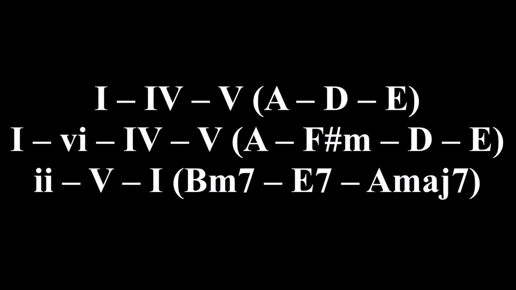The 2-5-1 chord progression, which is very popular in jazz music. The chords are B minor 7th, E dominant 7th, A major 7th. You may experiment and come up with your own chord progressions.